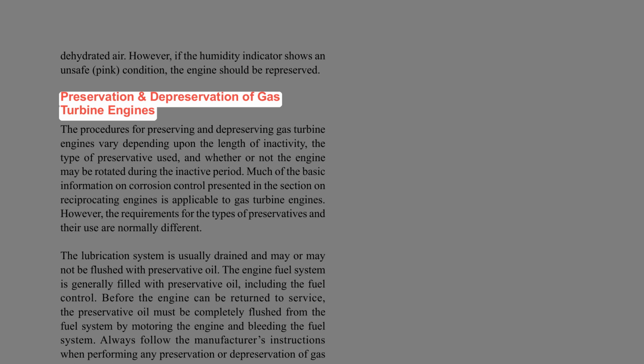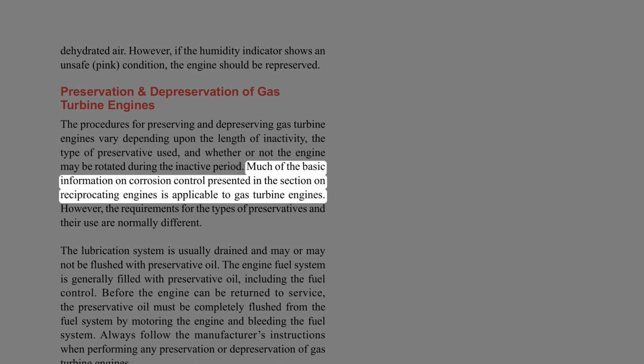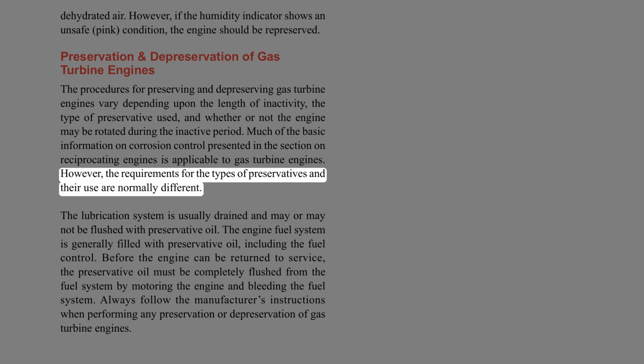Preservation and depreservation of gas turbine engines. The procedures for preserving and depreserving gas turbine engines vary depending upon the length of inactivity, the type of preservative used, and whether or not the engine may be rotated during the inactive period. Much of the basic information on corrosion control presented in the section on reciprocating engines is applicable to gas turbine engines. However, the requirements for the types of preservatives and their use are normally different.